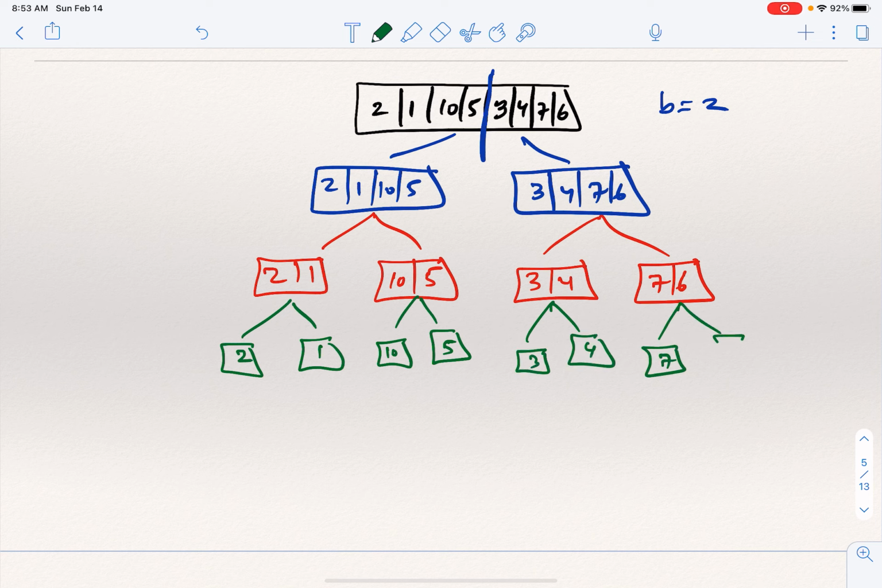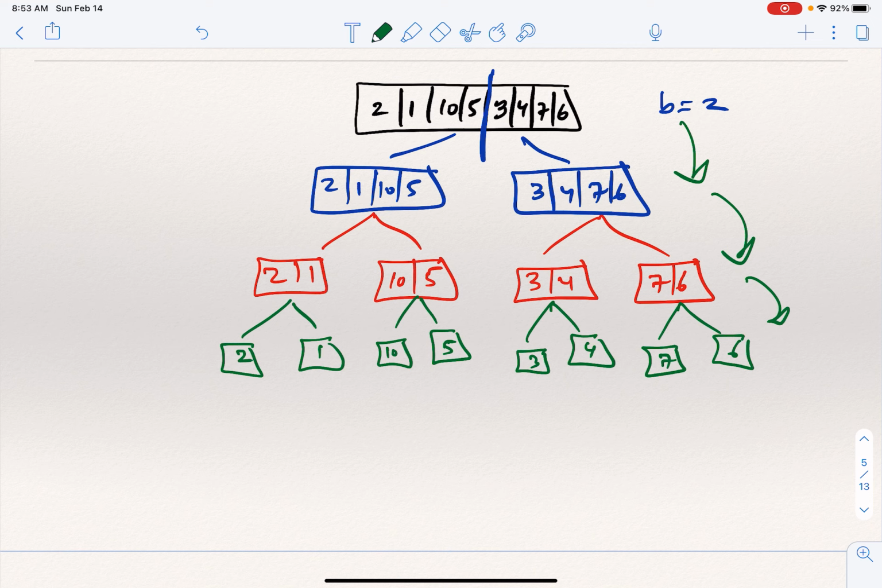So 7, 6. So we divided the first instance into 2, and then each one of them into 2, and each one of them into 2. So now we have 8 students, each having an array of size 1. Everyone is given the instruction, please sort the array that you just received.